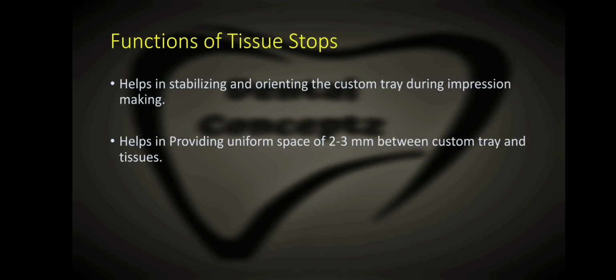What are the functions of tissue stops? So tissue stops help in stabilizing and orienting the custom tray during impression making, and it helps in providing uniform space of 2 to 3 mm between custom tray and tissues.